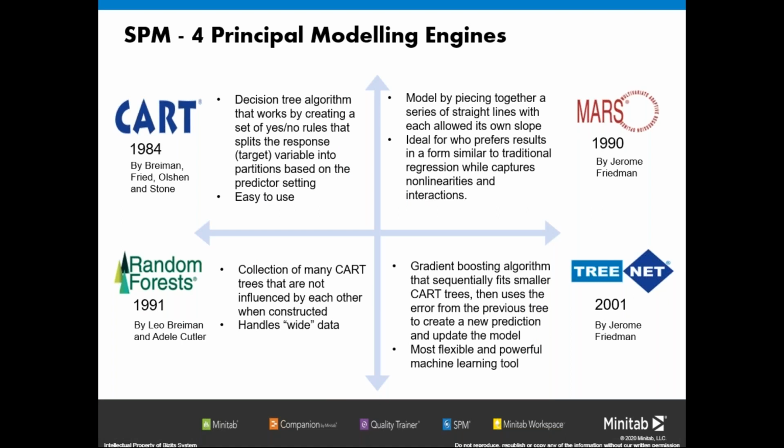CART means the classification and regression tree, by Breiman, Friedman, Olshen and Stone. Basically, CART is a decision tree algorithm that works by creating a set of yes or no questions that split the response into partitions based on the predictor settings. CART is easy to use and easy to interpret. Then we have another one, which is MARS.